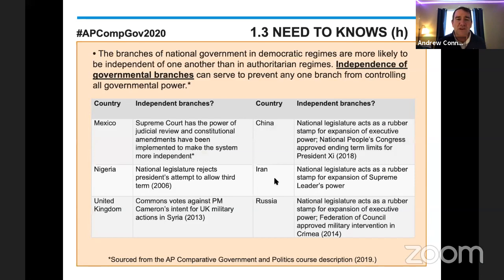In terms of government branches, we like to see in an authoritarian government, political scientists like to measure that by the independence of those branches.